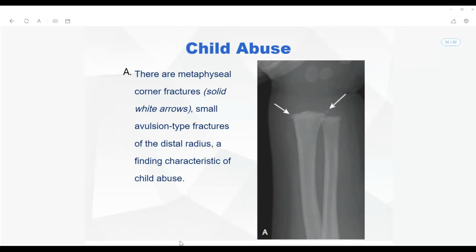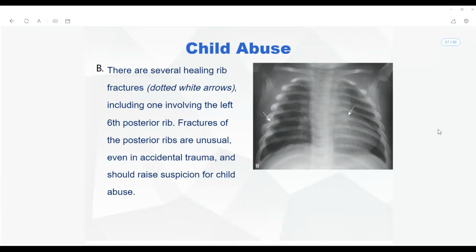You see here, in this fracture, you can see that there are metaphyseal corner fractures and a small type of avulsion fractures of the distal part of the radius, which is a part of child abuse. Then you see here there are rib fractures. On the left side the rib fracture is in a particularly healing stage. So that one, the sixth posterior rib, is fractured. That's the reason you call them child abuse.